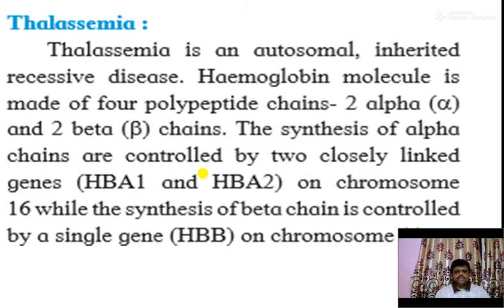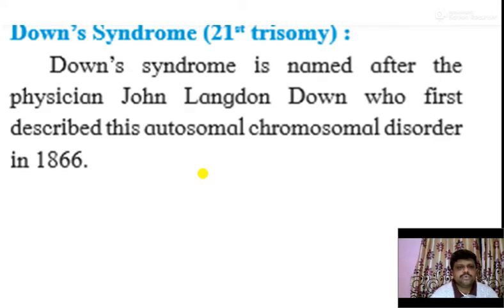Okay, now let us move towards one more syndrome, that is Down syndrome. Down syndrome is named after the physician John Down, who first described the autosomal chromosomal disorder in 1866. The syndrome is caused due to an extra copy of chromosome number 21.